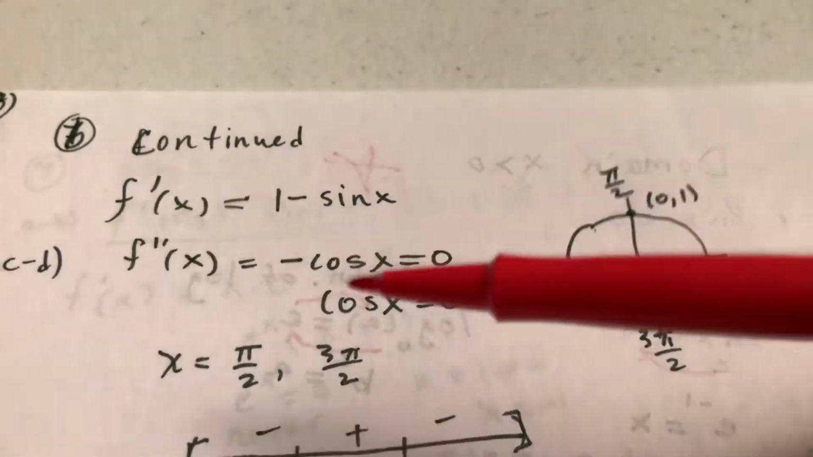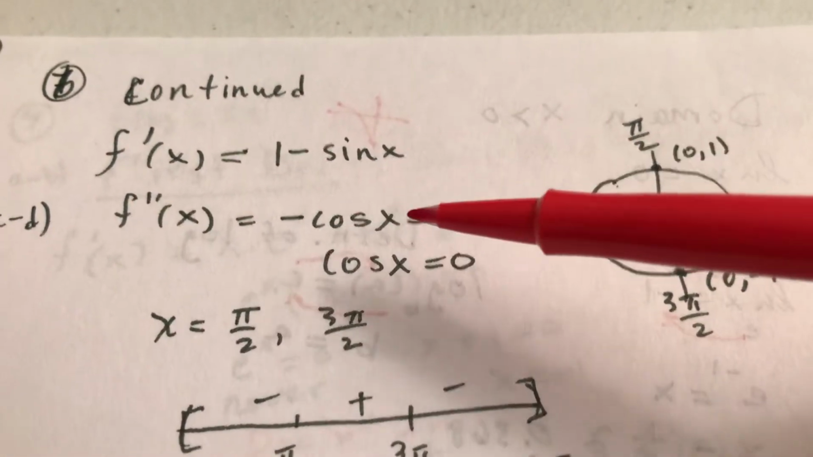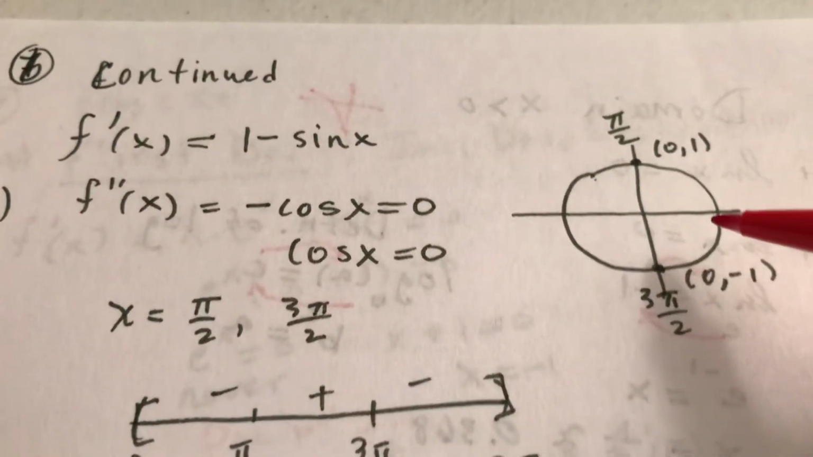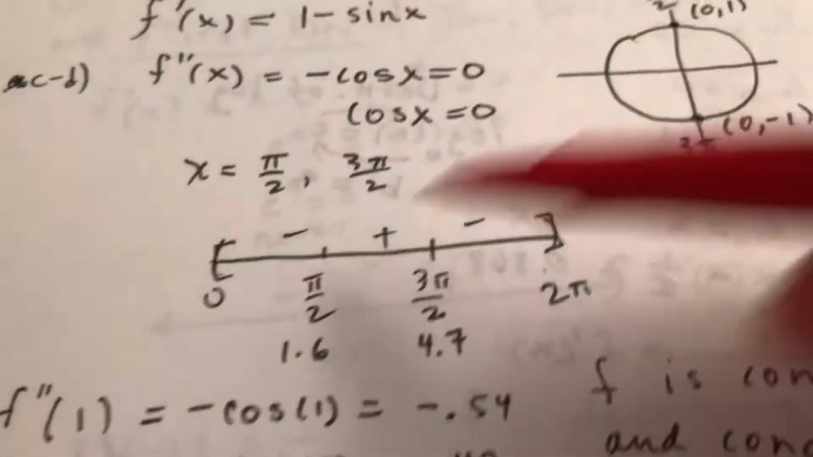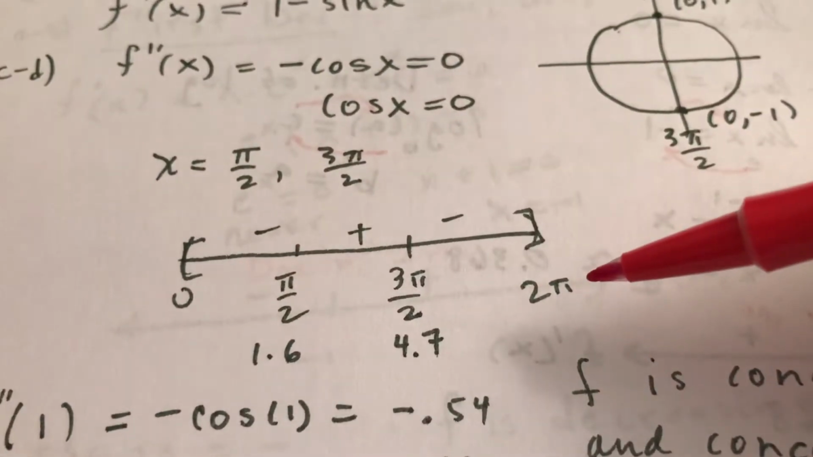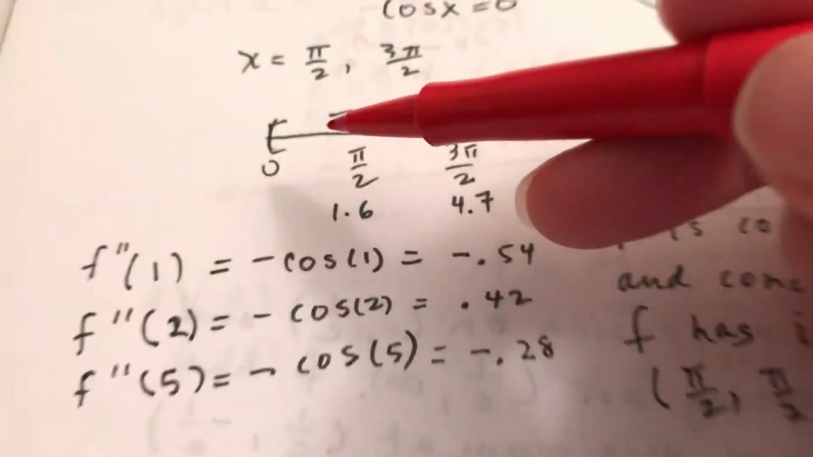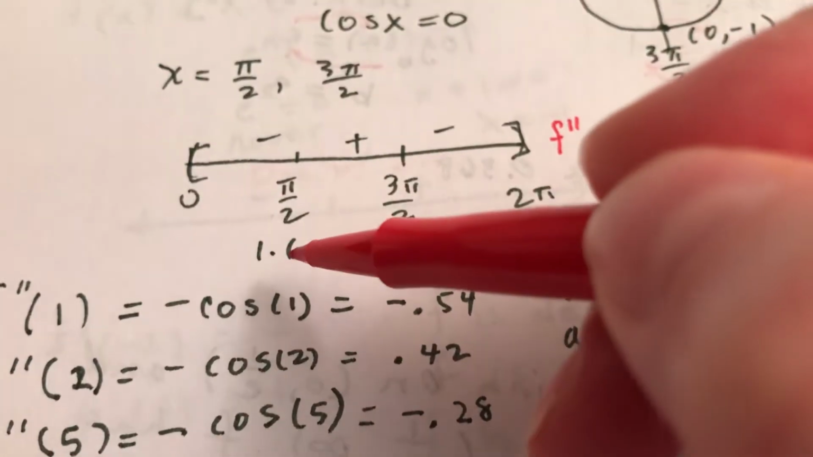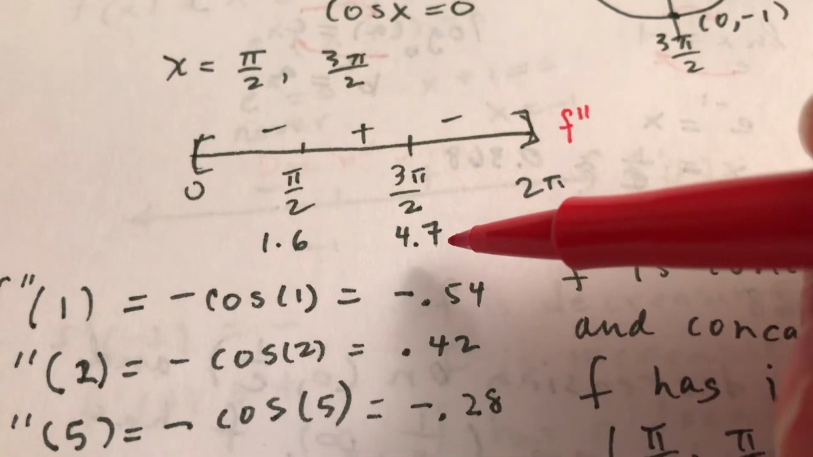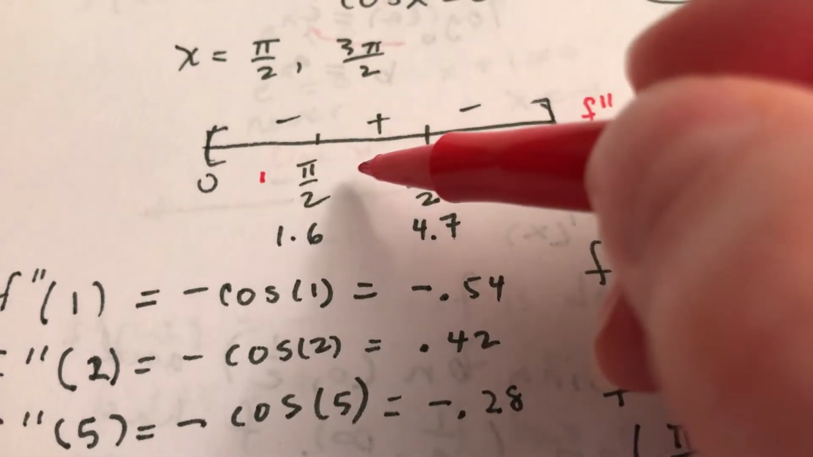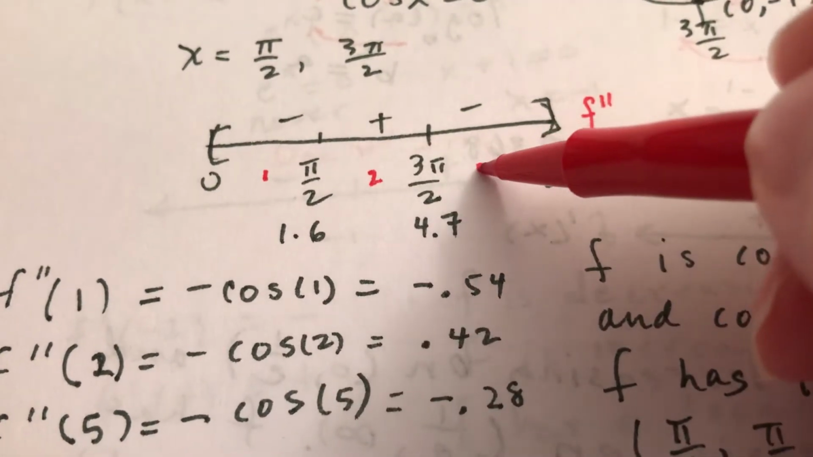Let's take a look at the second derivative. If this is the first derivative, the second derivative is going to be, well, the derivative of sine is cosine, so that gives me negative cosine, divide by negative 1, and I get cosine equals 0. Now, cosine is equal to 0 at pi over 2 and 3 pi over 2. So we have our restricted domain, 0 to 2 pi. Here's pi over 2 and 3 pi over 2, and this is all about the second derivative. I'm going to test values: pi over 2 is about 1.6, and 3 pi over 2 is about 4.7. So I'm going to try a value over here like a 1, as I did before, and a 2, and then a 5.